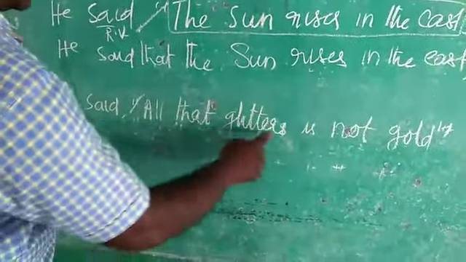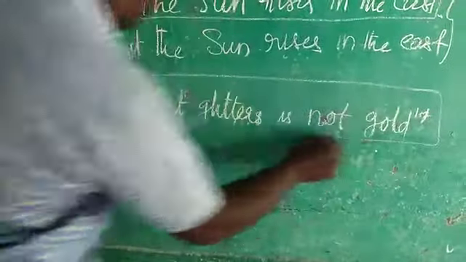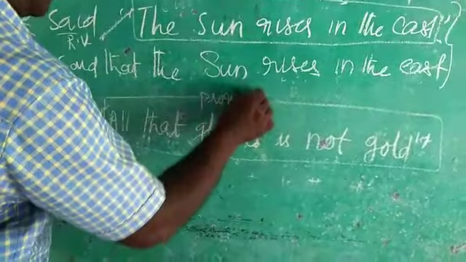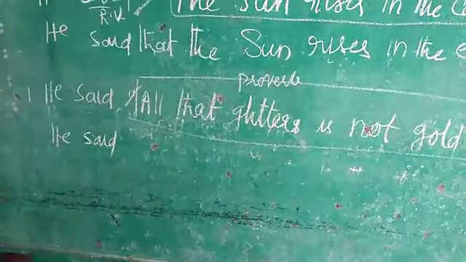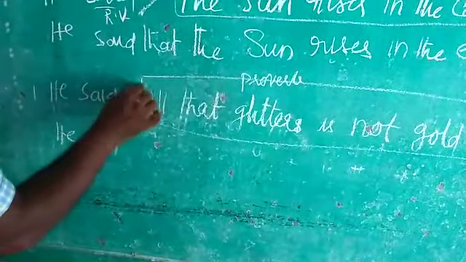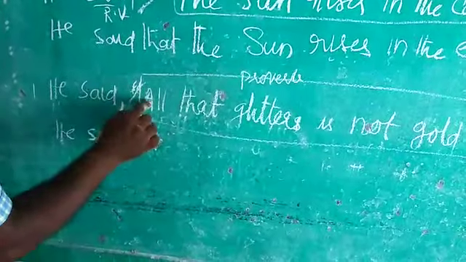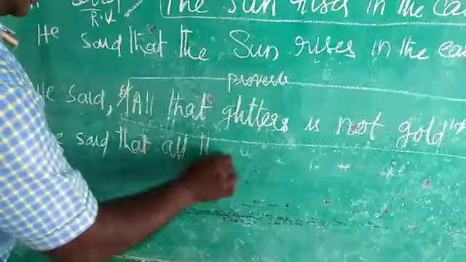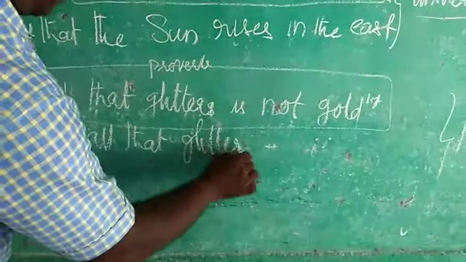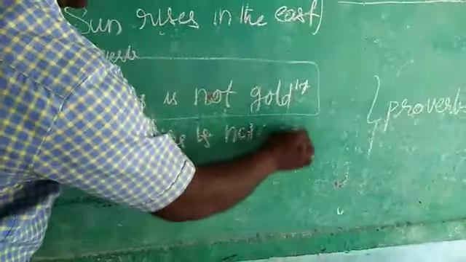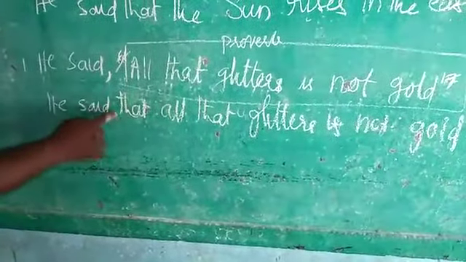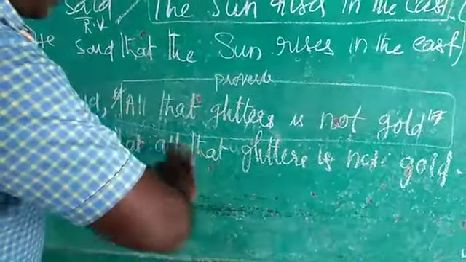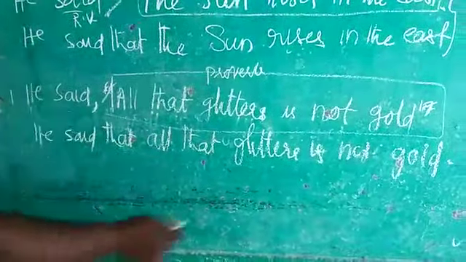He said, all that glitters is not gold. Here, all that glitters is not gold is a proverb. So we don't need to change anything here. He said, as I told you, said is there, so said. To remove these quotations and comma, we take that. The capital letter is here, we have to change it into small. That all that glitters is not gold. So remember once again, said will be said. To remove the quotations, we take that. It is a proverb, so in the reported speech or direct speech, we don't change anything except capital letter to small letter.